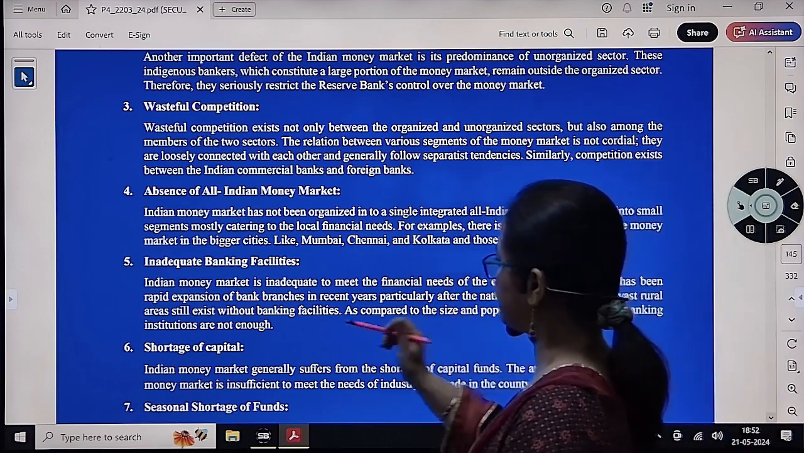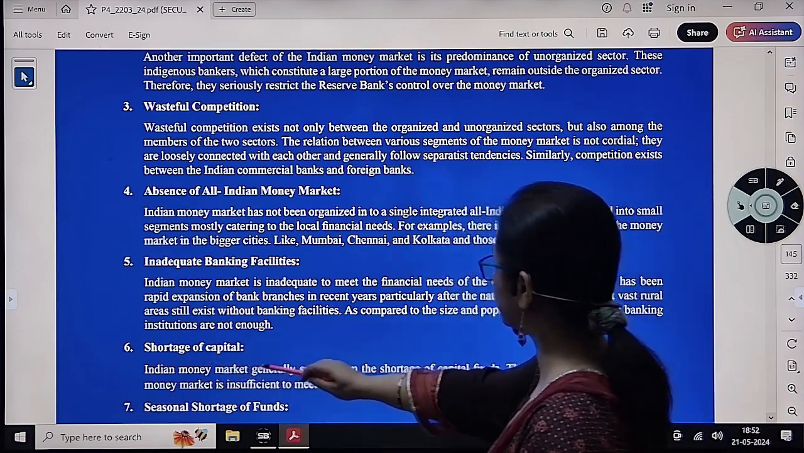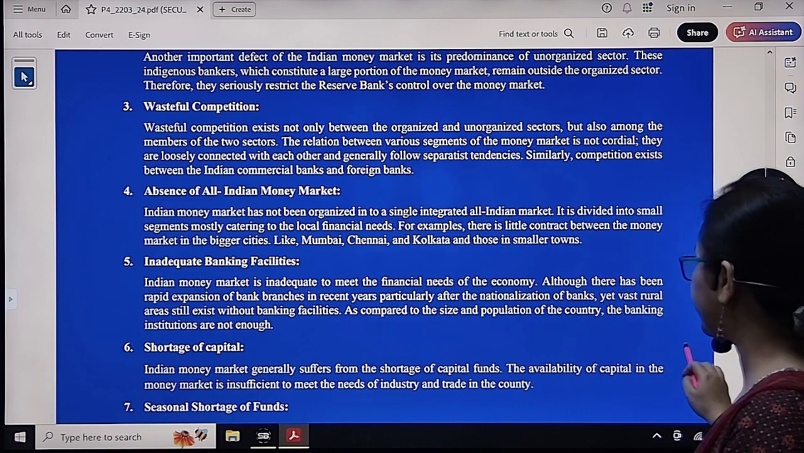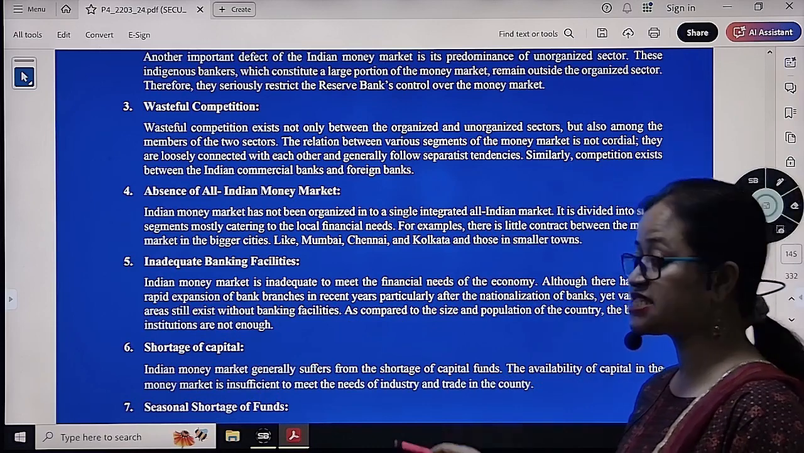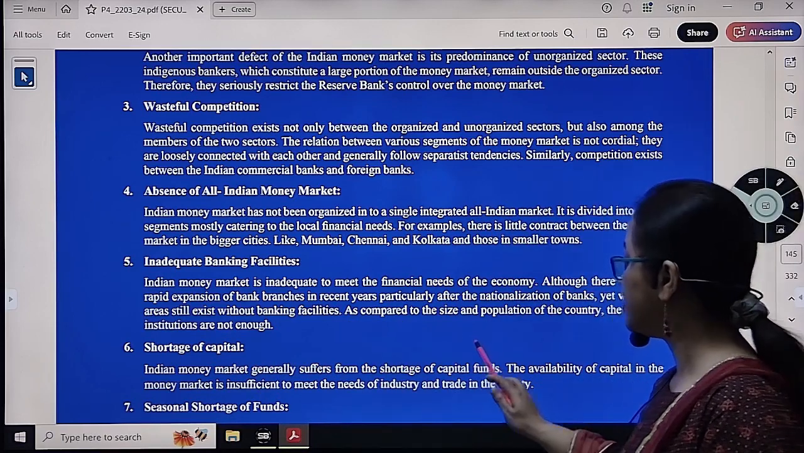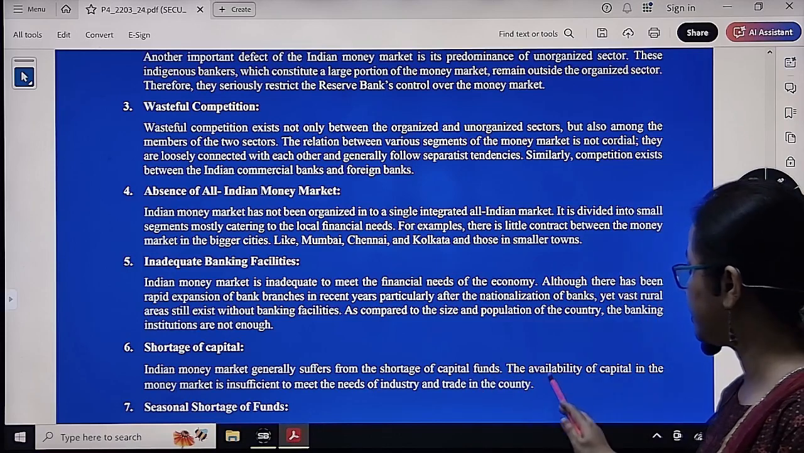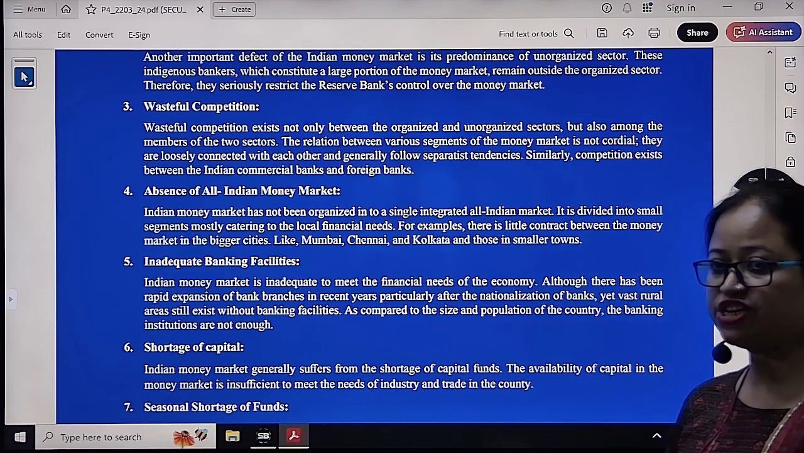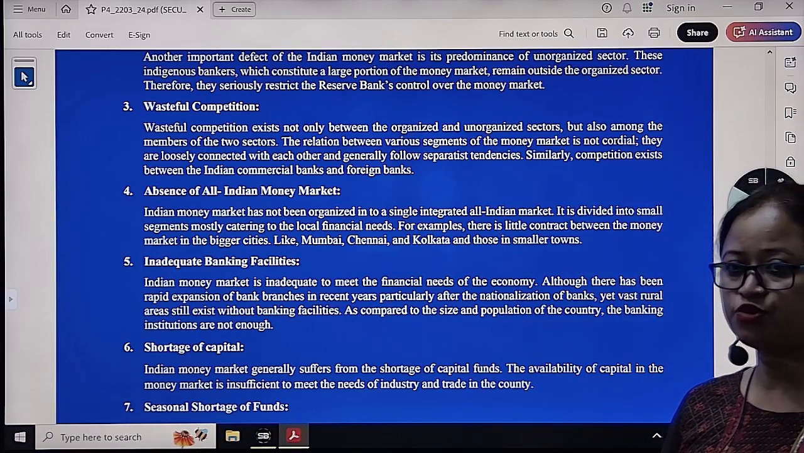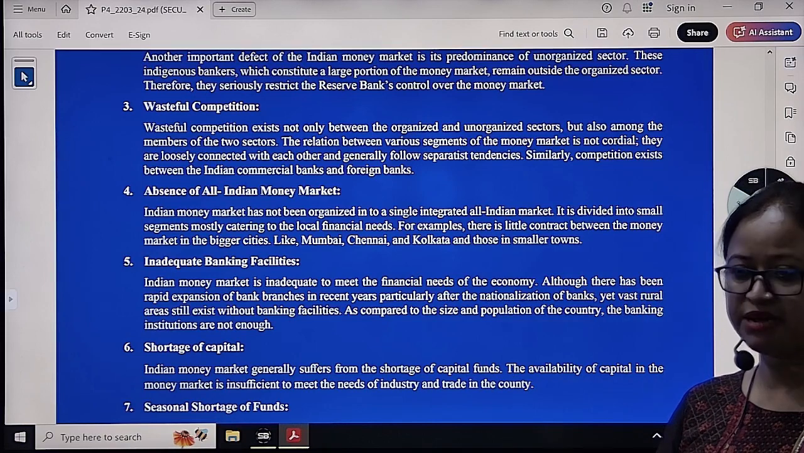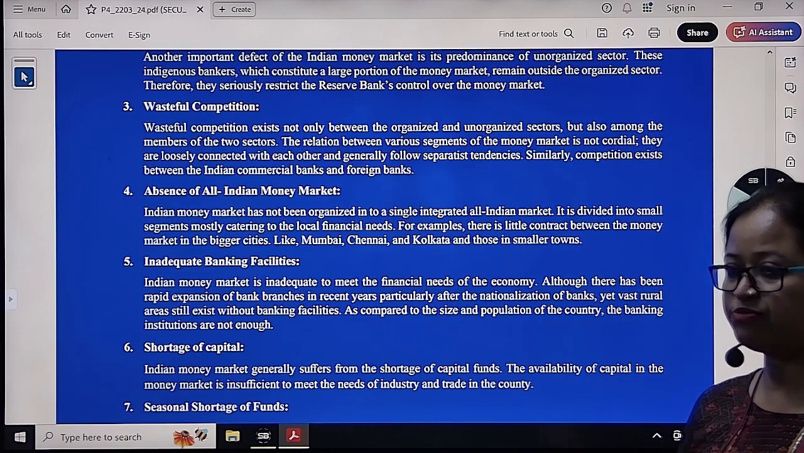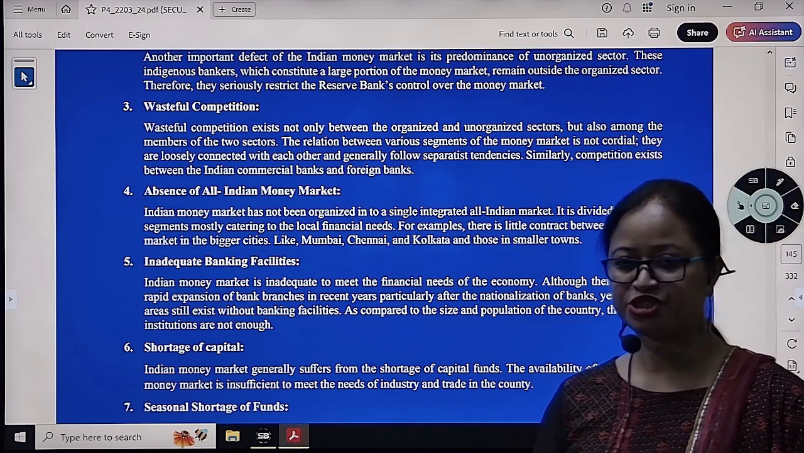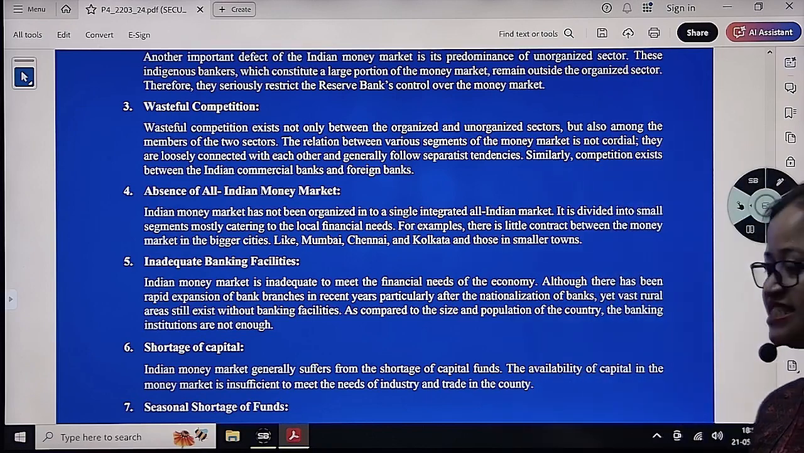Then Indian money market, there is a shortage of capital. The availability of capital in the money market is insufficient to meet the needs of the industry and trade in our country. Okay, we need to encourage people to invest in Indian money market, right? So treasury bill खरीदना है आपको, commercial paper खरीदना है, you need to invest in that.